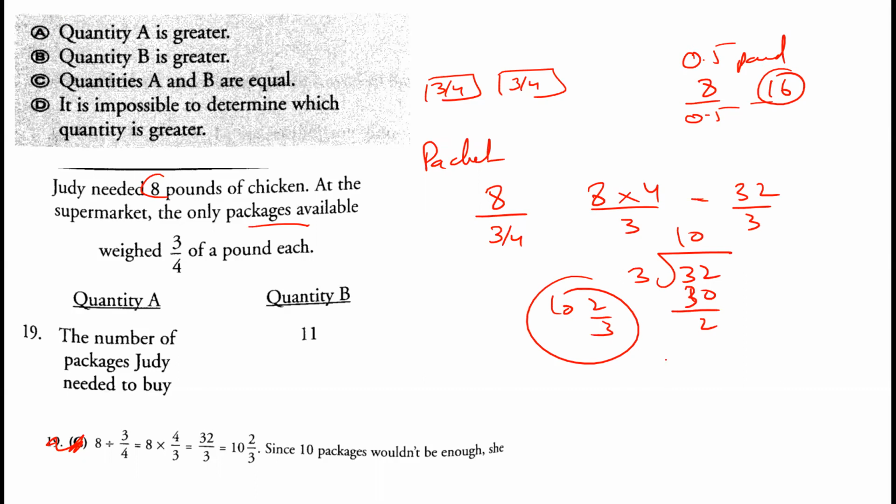But in a supermarket, you can't say that I want 10 packets and also a fraction of a packet. So either you buy 10 packets or you buy 11 packets. If you want 10 2 by 3 packets in order to have 8 pounds, you will definitely be buying 11 packets. So the number of packages Judy needs to buy is 11. So quantity B is 11 as well. Both quantities are equal. So option C holds true.